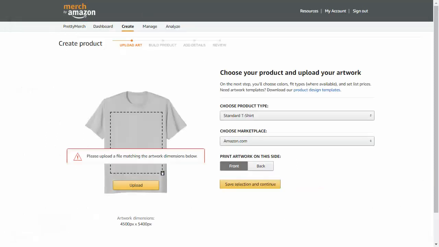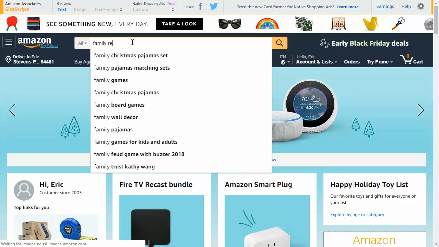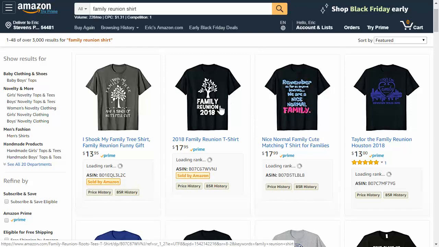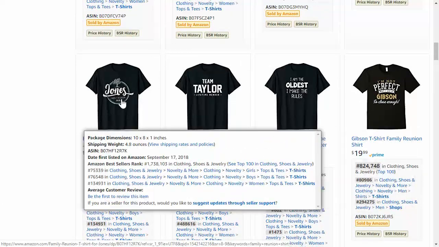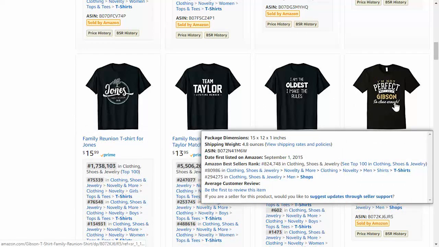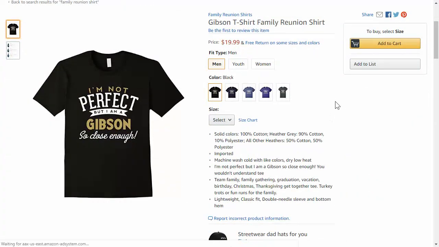Now, let me go in and show you an example of that. I'm just going to type in family reunion shirt. So, family reunion 2018, Team Taylor, lifetime member, Jones, I'm the oldest, I make the rules, I'm not perfect, but I am a Gibson, so close enough. So something like this, for a family reunion, would be pretty cool.